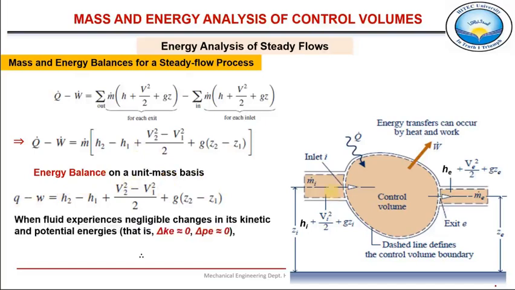So when this fluid is flowing through this control volume, if the changes in kinetic and potential energies from inlet till exit are negligible, then this equation reduces to this simple form: Q minus W is equal to H2 minus H1. So depending upon the application, in some applications this velocity change, V2 minus V1, would be negligible. In some cases this Z2 minus Z1 is negligible.